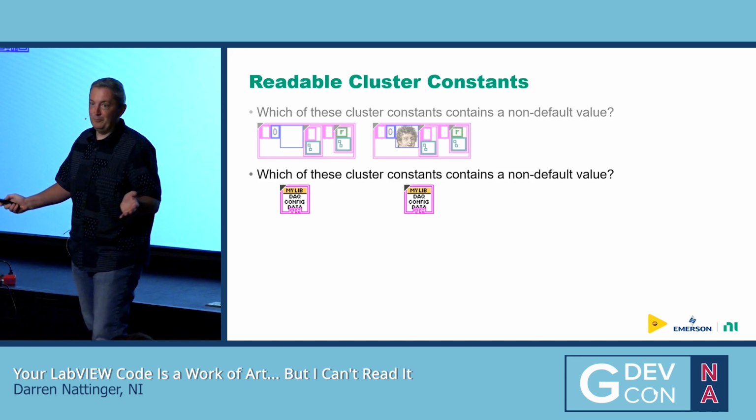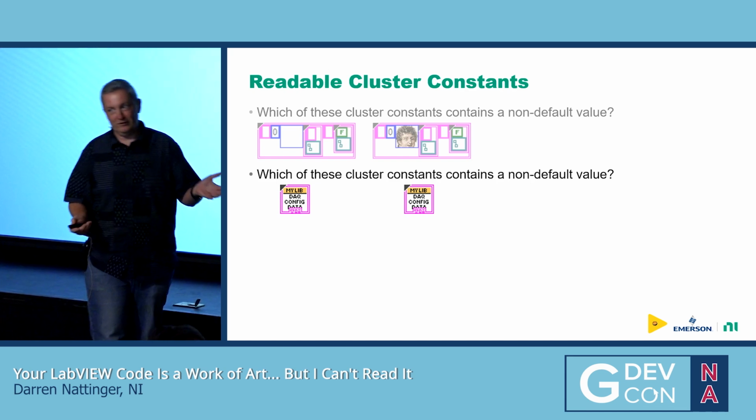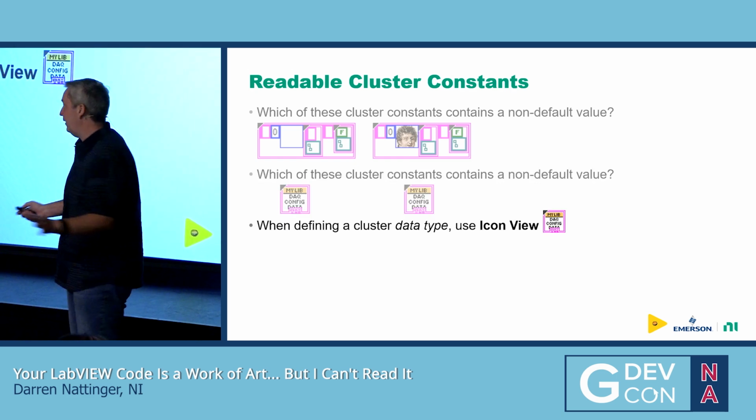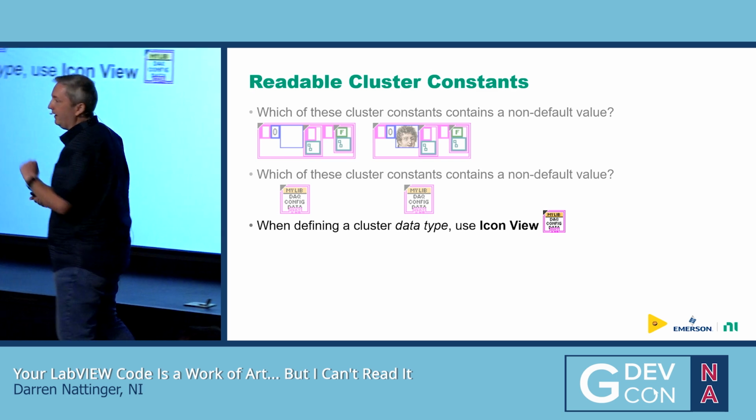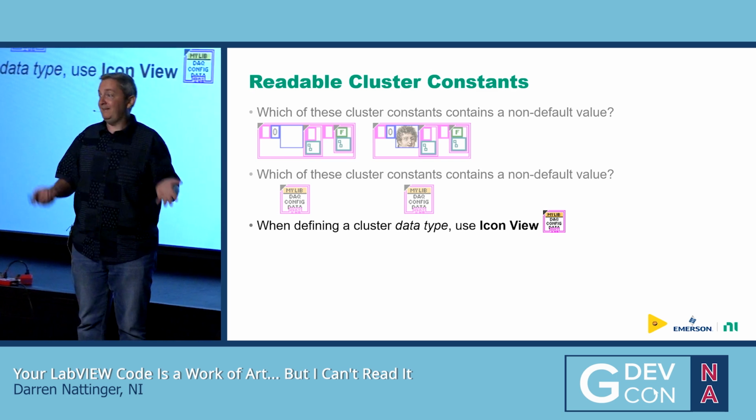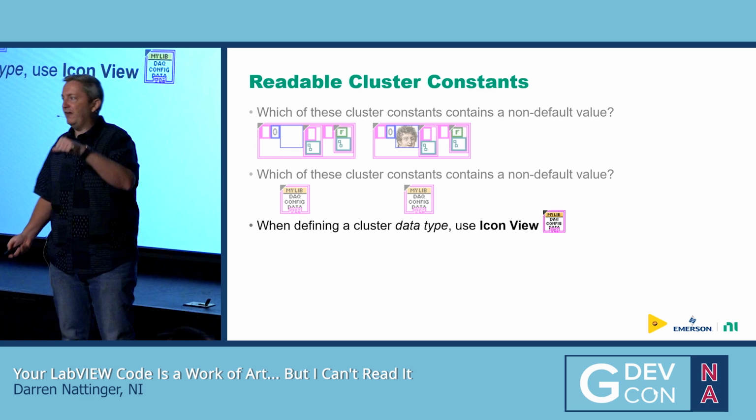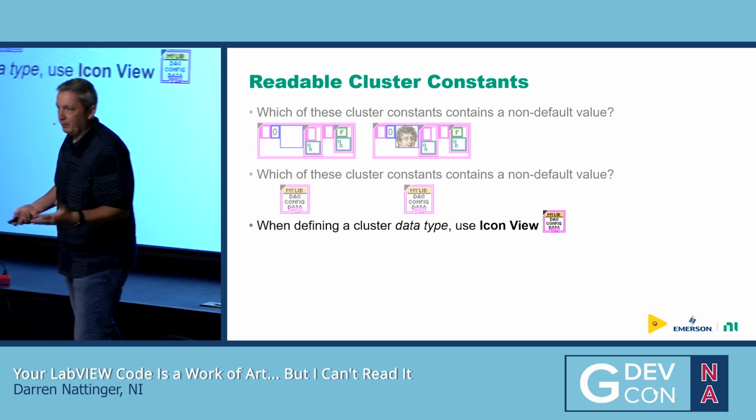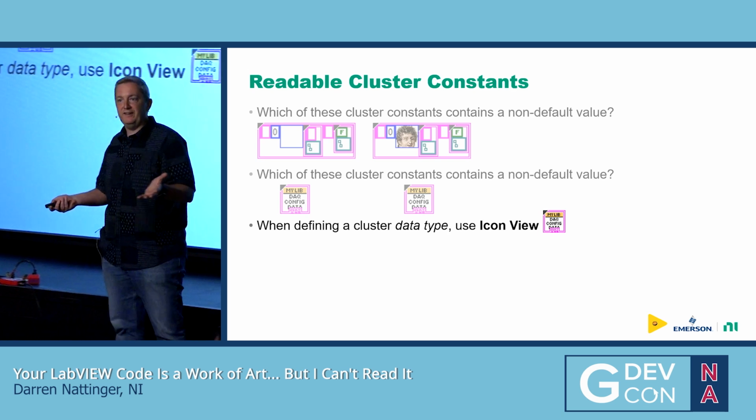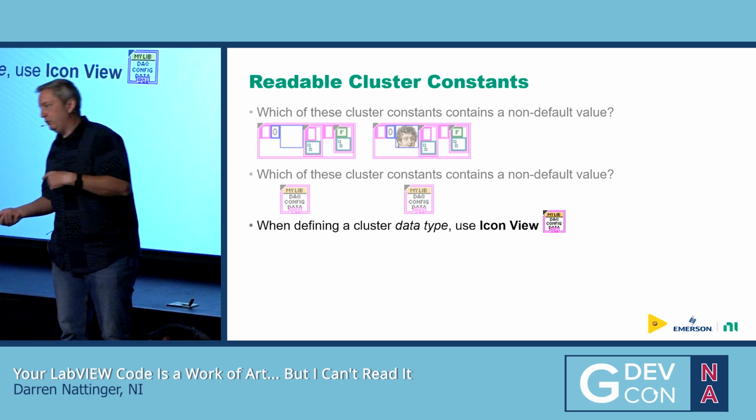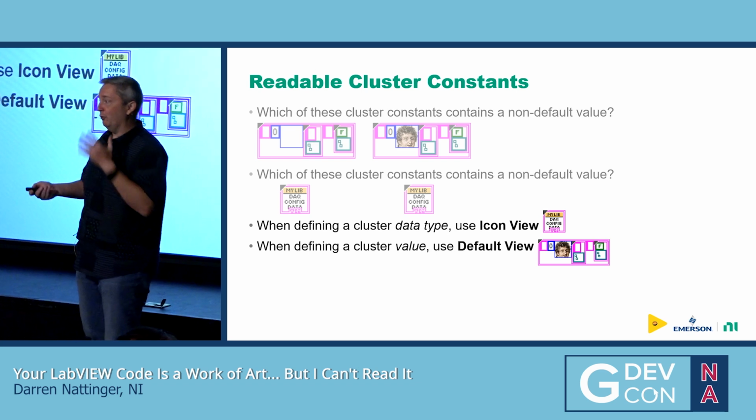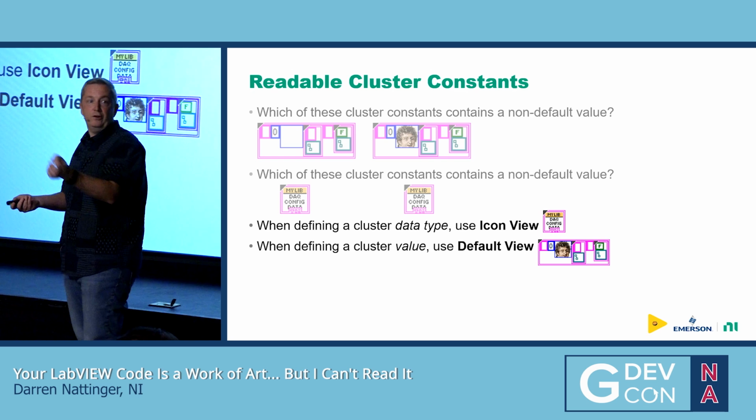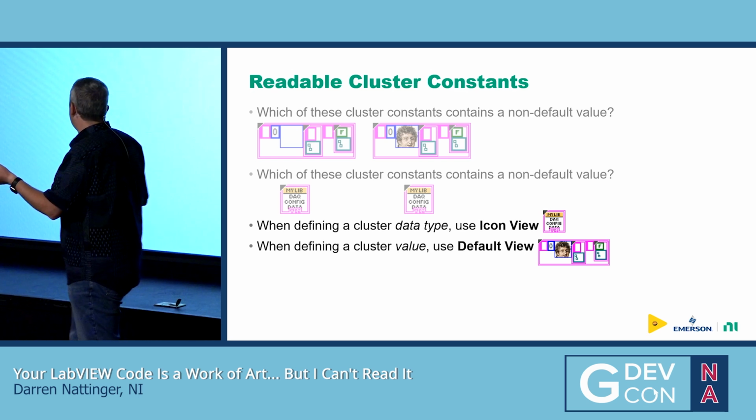We don't know because somebody has put icon view on those 2 clusters. So for readable cluster constants on your block diagrams, use the icon view if you are defining a data type. Maybe you're unflattening a variant, or maybe you're creating a queue of that data type. Whatever it is, if you just need it for the data type, use the icon view. Otherwise, use the default view so when we look at your block diagram, we can see what the values are being set in there that are not default.